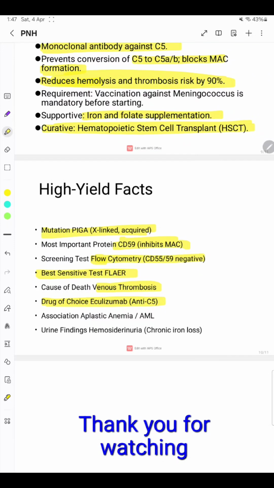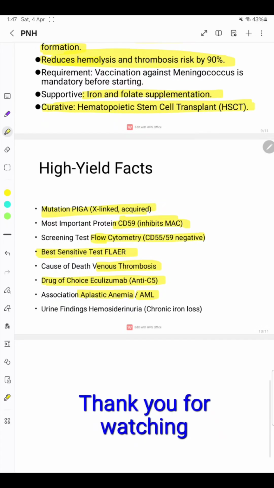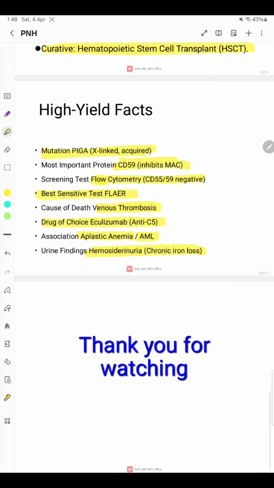Association of PNH is with aplastic anemia because of the bone marrow failure, and in the long run may convert into AML or MDS. Urine findings are hemosiderinuria, which may result in chronic iron deficiency.